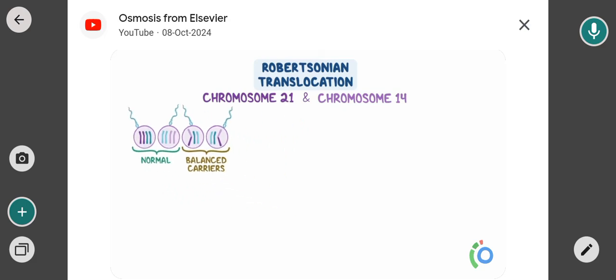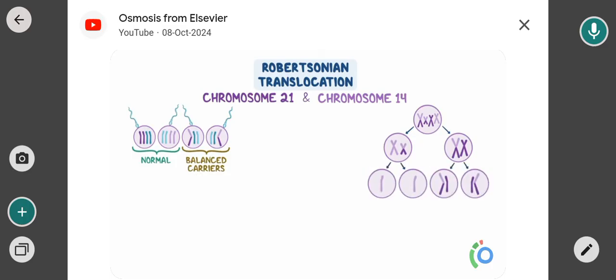Okay, now let's say the normal chromosome 14 ends up with the short, and normal chromosome 21 with the long. Now you get two cells with the normal and long arm, and two cells with the normal and short arm, which remember is usually lost. So these ones have one extra chromosome 21, since the long arms carry most of the genetic material for both chromosomes 14 and 21, and these ones are missing chromosomes.